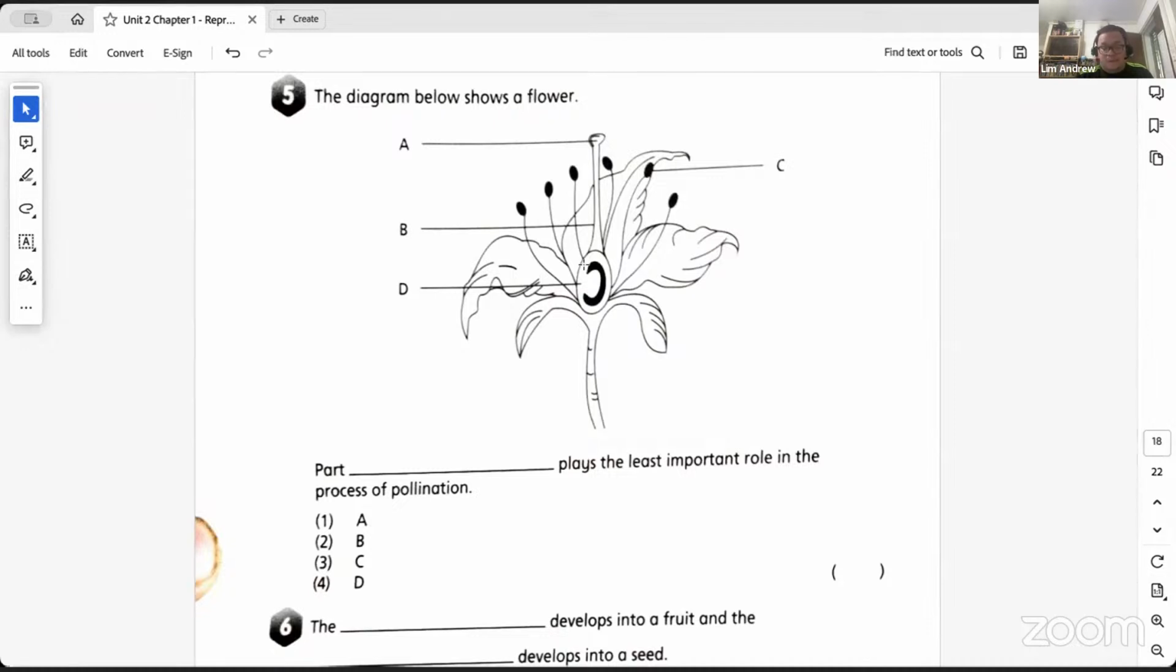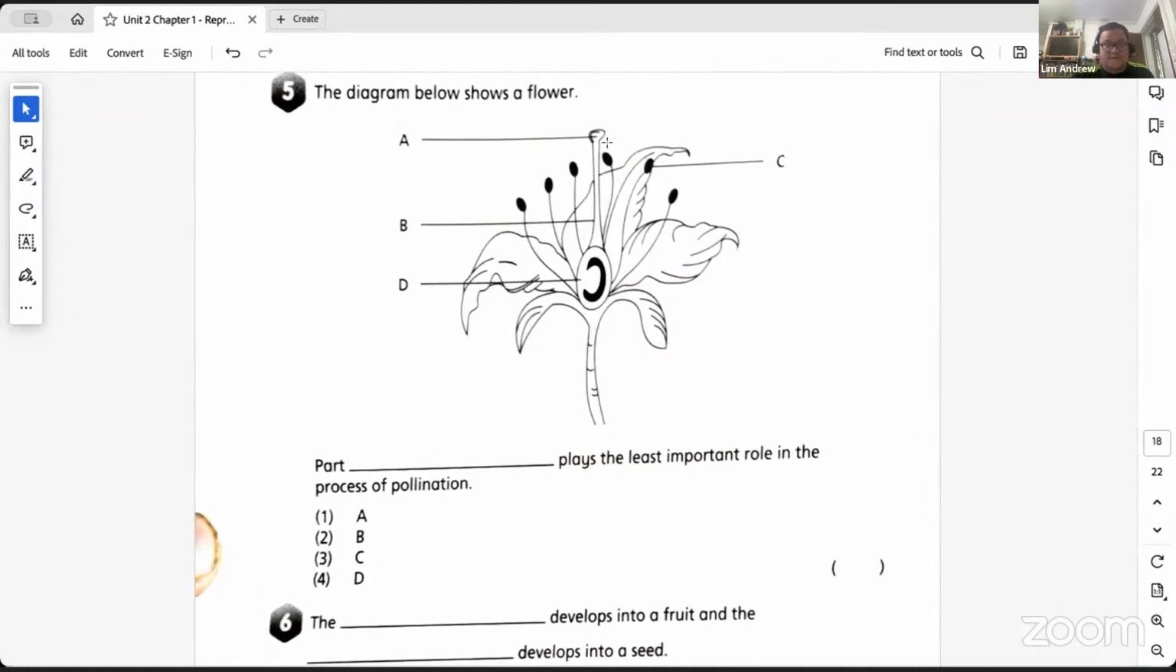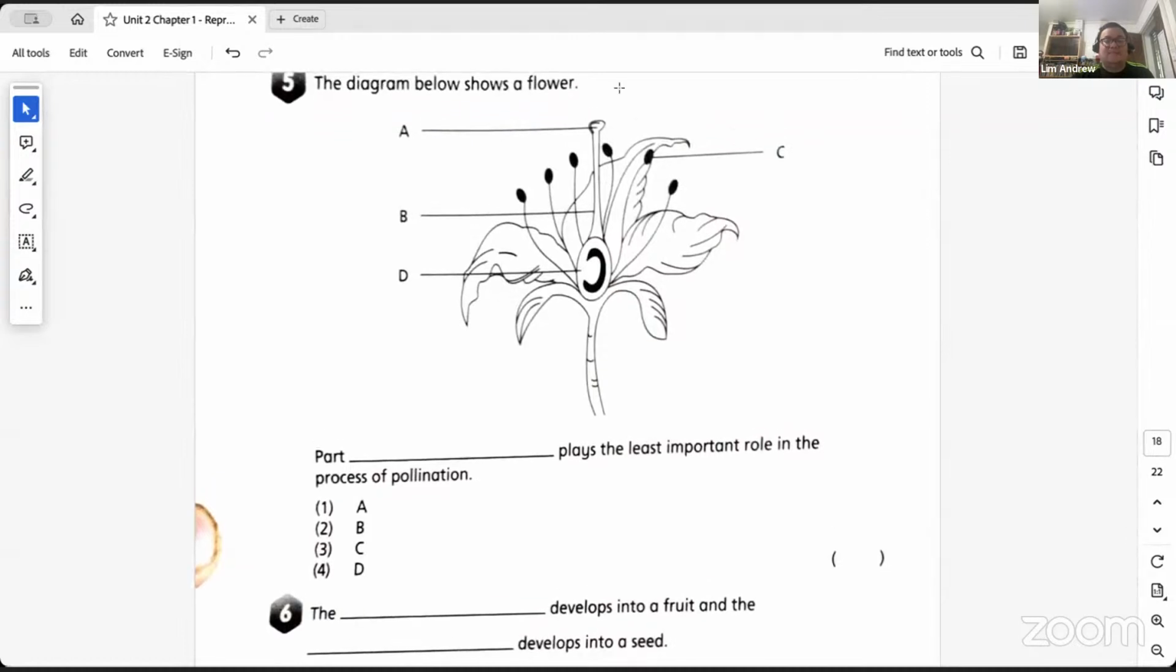So in this case, the process of pollination only uses A, B, C, whereas D is only after fertilization takes place. Therefore, the answer for this question is D. Part D plays the least important role in the process of pollination, because pollination takes place when the anther produces the pollen grain, which will stick onto A, the stigma, and once the pollen grain sticks onto a stigma, it will grow into a pollen tube down the style, which is B, into D.